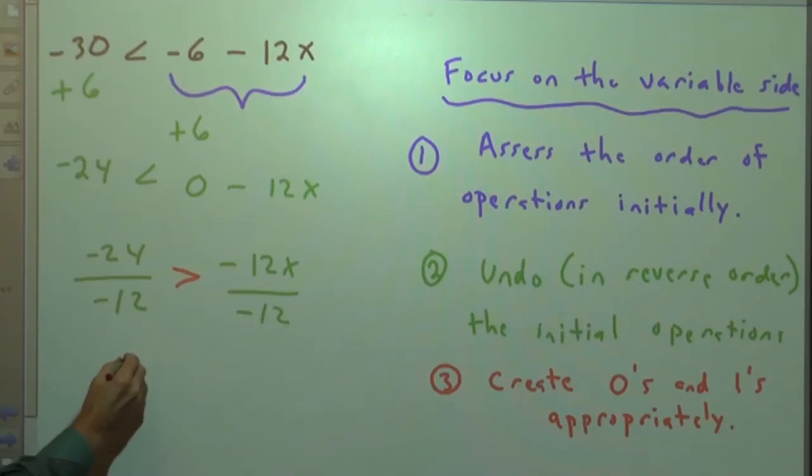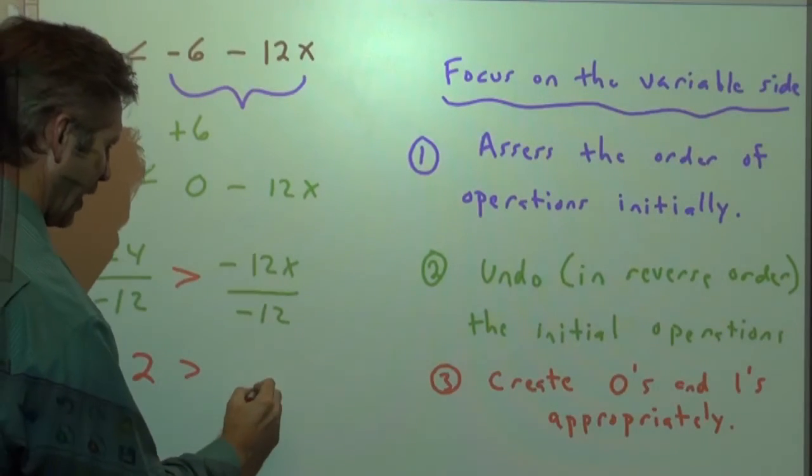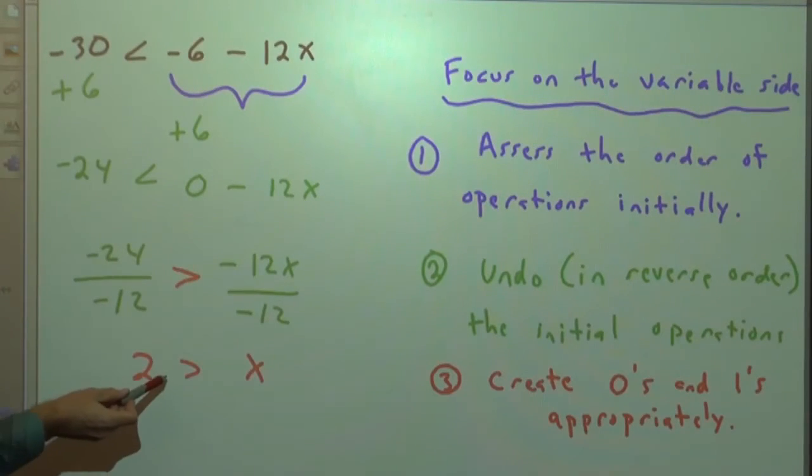This divided by this is a +2. That has to be greater than this divided by this, which is 1x. So we're left with 2 is greater than x, or x is less than 2. So there you go. That's a first initial run through solving equations requiring more than one step.